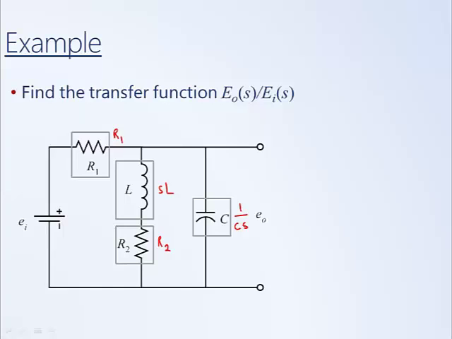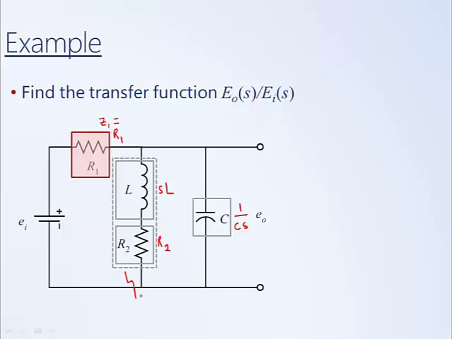We then want to simplify this, and we can use these properties of how to find the equivalence of components in series and in parallel. We'll go ahead and define this resistor to be Z1, have impedance Z1. These two components, the inductor and the resistor R2, are in series.